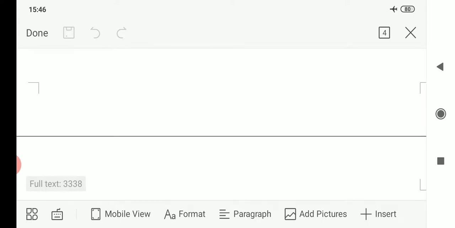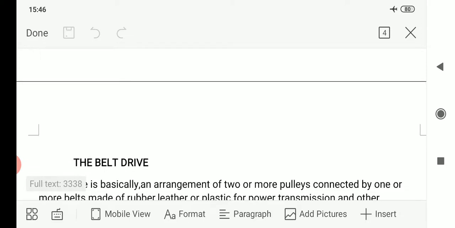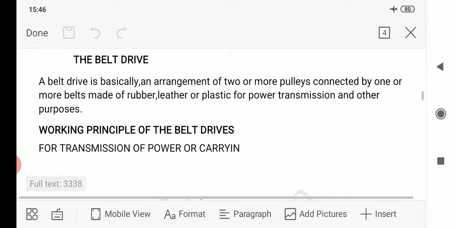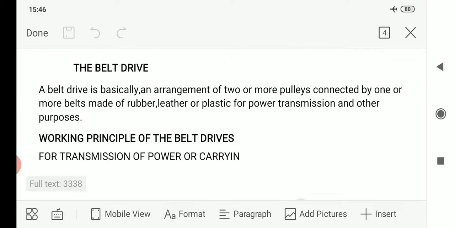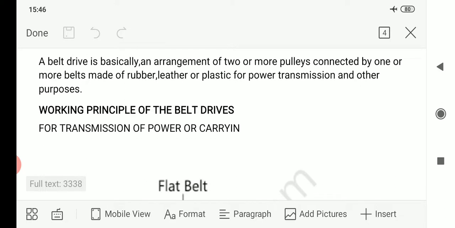Now let's go to the definition of the belt drive. A belt drive is basically an arrangement of two or more pulleys connected together by one or more belts made of rubber, leather, or plastic for power transmission and other purposes. Working principle of the belt drive.